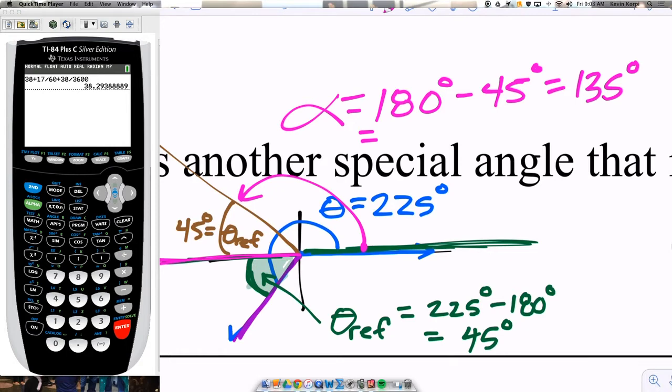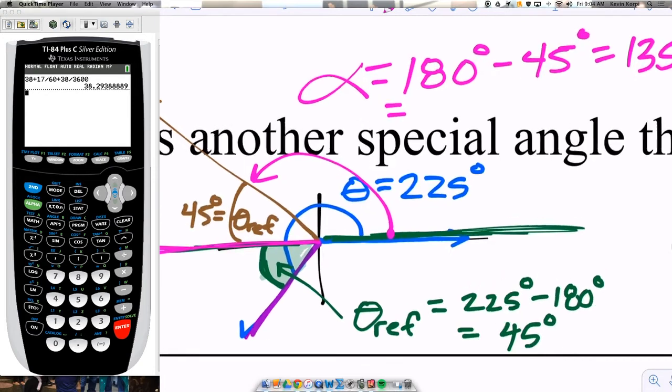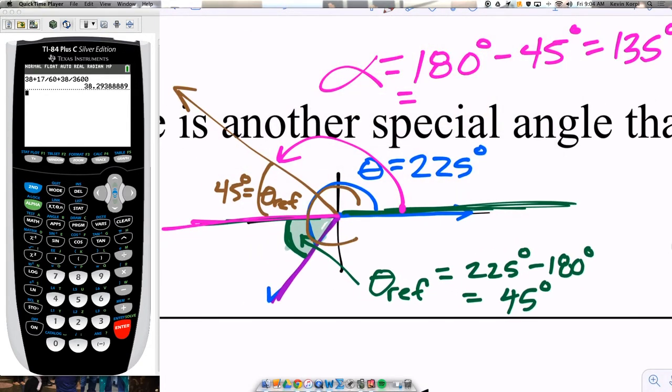45. Very good. So there's two different angles now that have the exact same reference angle. Are there any other angles between 0 and 360 that have reference angles of 45? Yes, there's one down here in quadrant 4. If this is the reference angle, we're measuring it between the terminal ray and the closest x-axis, which is now the positive x-axis.